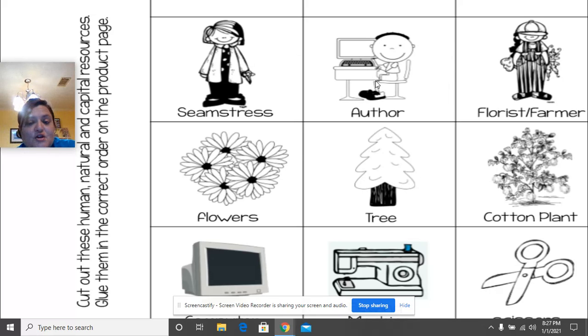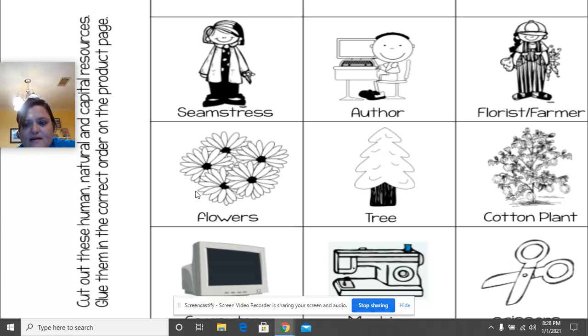Once again, we have a human. This word says author. Author is somebody that writes books. But once again, we see a human. So this is also going to be a human resource. And the last one also is a human. And it says he's either a florist or a farmer, but it doesn't matter because either way, he's going to be a human resource because he's a human.